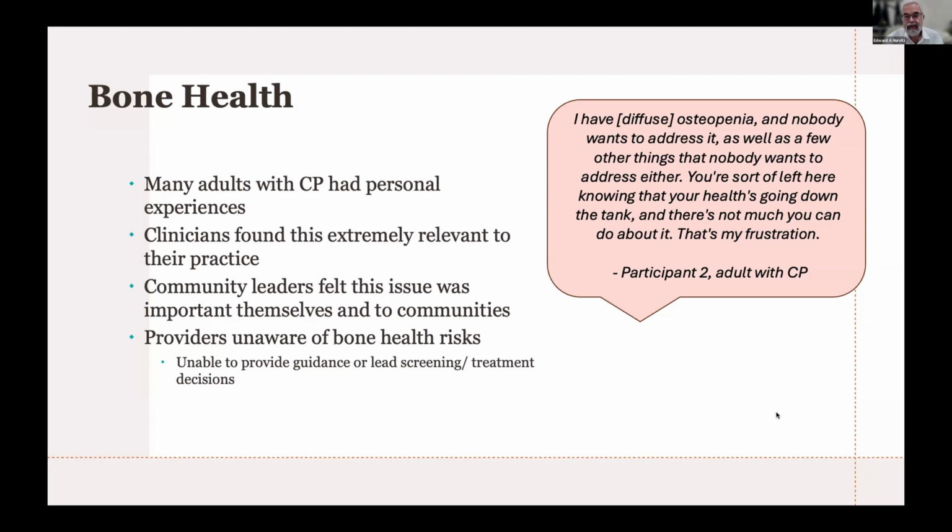Some of the more specific things we were told about bone health. Many adults have personal experience with cerebral palsy, which wasn't surprising because of the high amount of people that have fractures. The clinicians that we spoke to found it very relevant to their practice. They see a lot of fractures, and the community leaders felt the issue was important to themselves and to their communities. The providers were unaware of the bone health risks, and they weren't able to really provide guidance or lead screening and treatment decisions because there just isn't enough information out there.